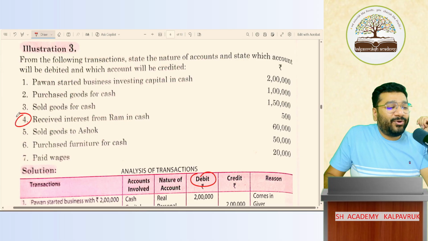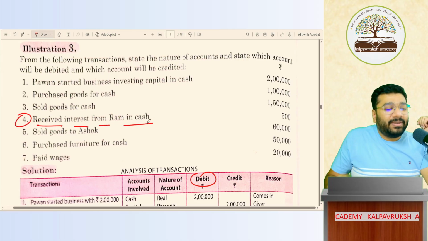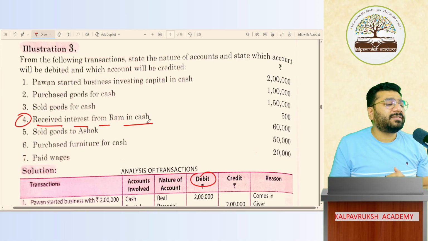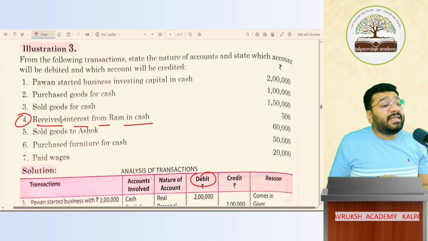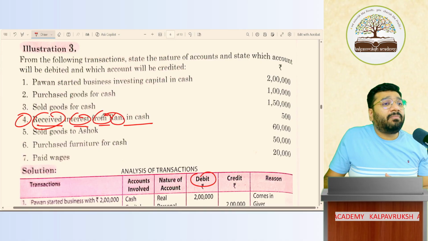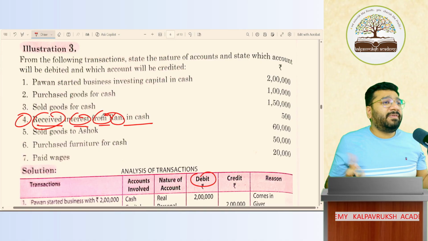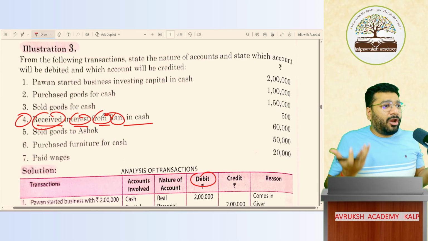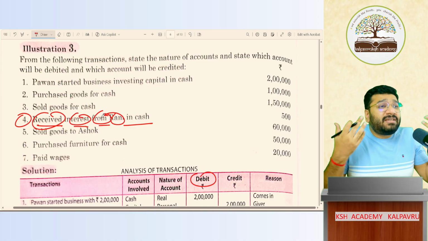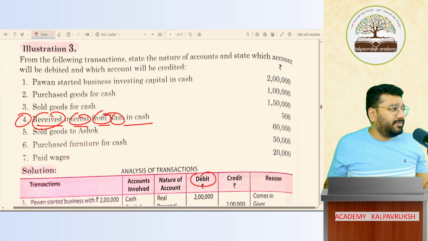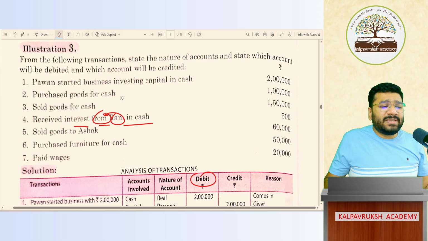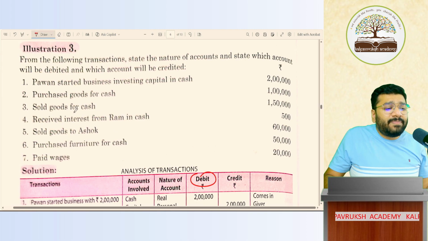Now, fourth one. Received interest from Ram in cash. Very difficult, nothing I'm able to understand. Received interest from Ram. What interest am I receiving? Interest in accounts, law, tax, economics? Interest in which subject? That is not subject interest. What is meant by interest here?